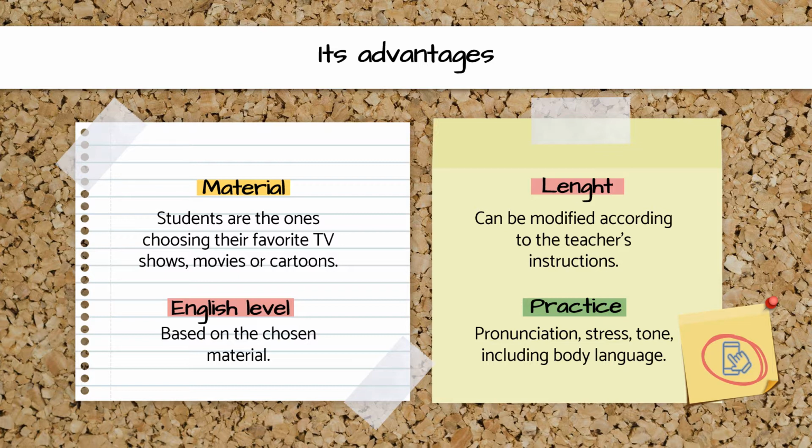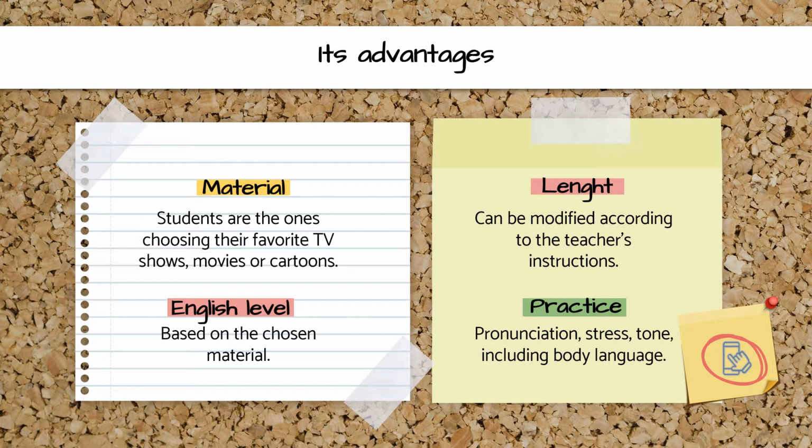The material. This is something that students always complain about, and in this case, the students are the ones choosing, and they get to choose their favorite TV shows, movies, or cartoons. The English level, this one is going to be up to them how challenging they want the activity to be, because the English level is actually based on the chosen material.